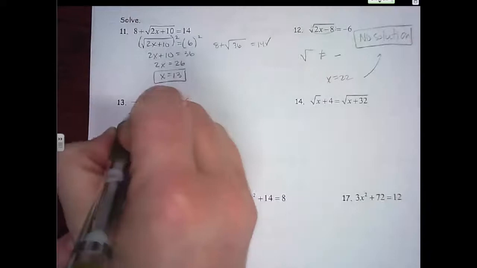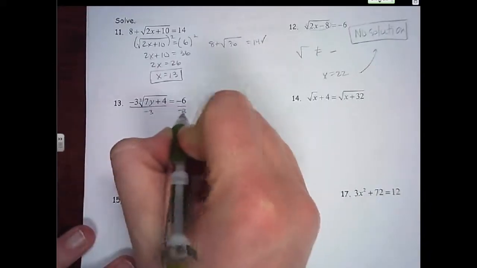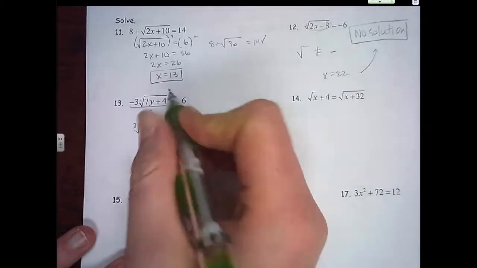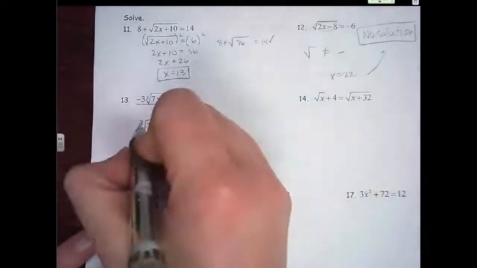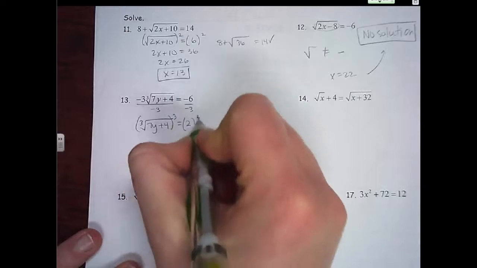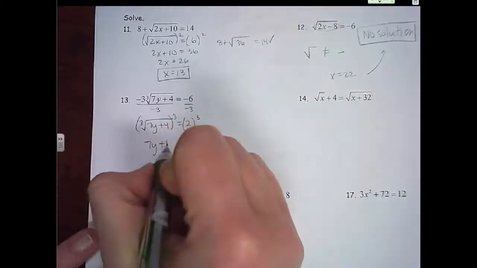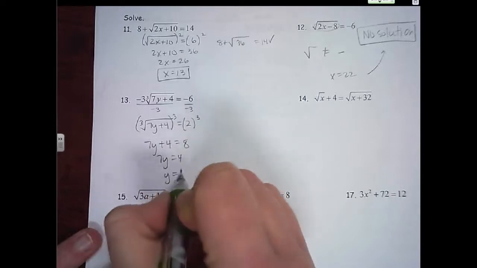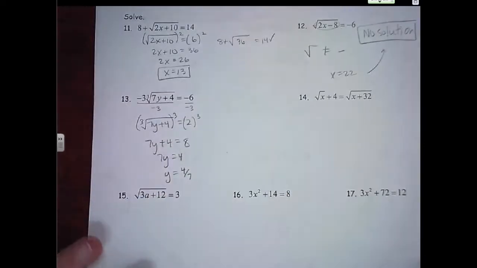Number 13, divide by negative 3. So cube root of 7y plus 4 equals positive 2. I want to get rid of the radical, so I'm going to cube both sides. So 7y plus 4 equals 8. 7y equals 4. Y equals, of course, a lovely fraction.